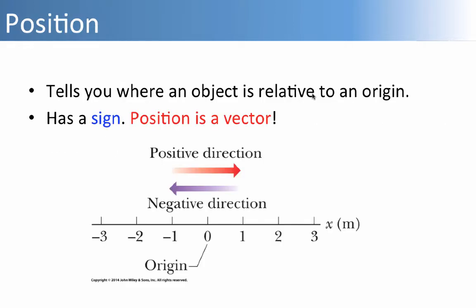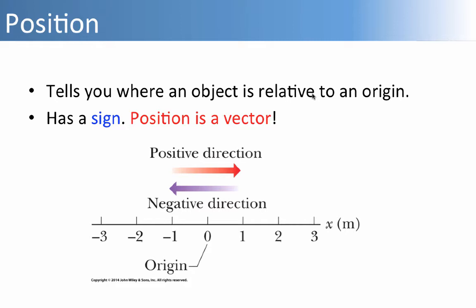So position is the first thing that we'll describe. Position tells you where an object is relative to an origin. In other words, you need a place from which you describe where an object is. You might say that Science Hall is 400 yards away from the lecture center. The lecture center then becomes the origin and Science Hall is the object. Or you might say you're standing at the back of the room. You're describing the back of the room relative to the front of the room.